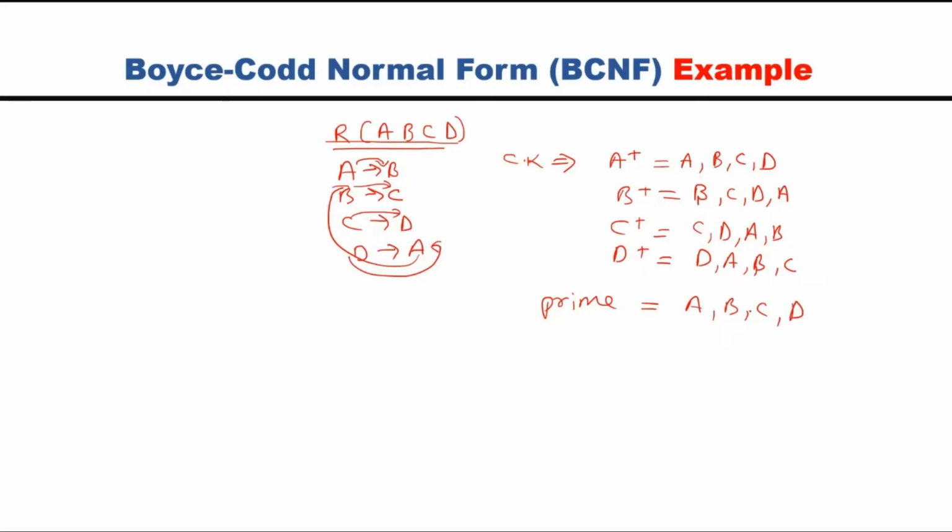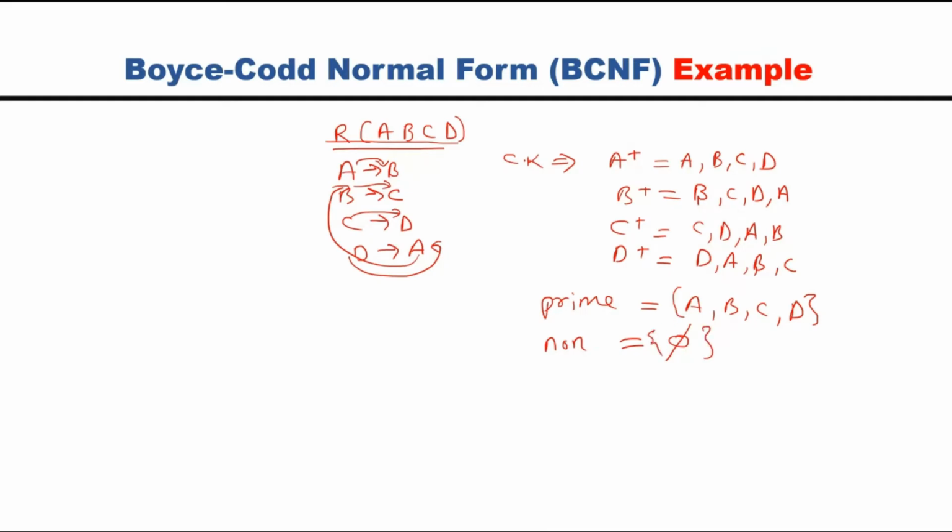How come they are the prime attributes? Because A is a candidate key, B is a candidate key, C is a candidate key, and D plus is also the candidate key. What about the non-prime attributes? So non-prime attributes, we are not having any kind of non-prime attributes. So you would write null or you would write phi. So non-prime attributes are not there.